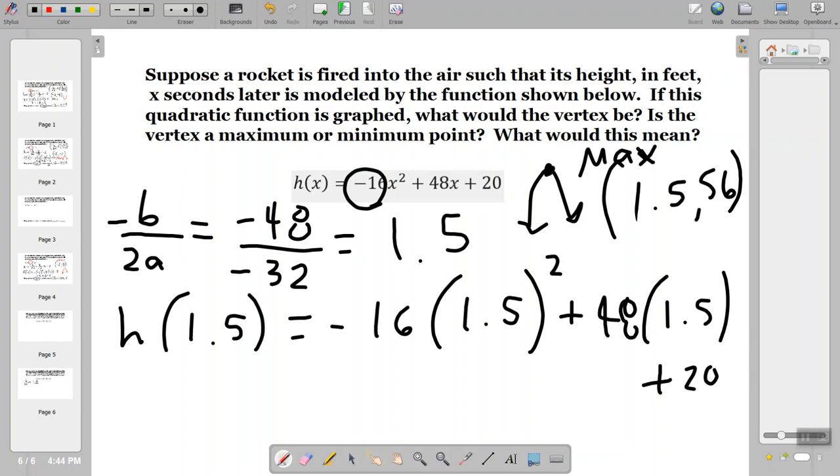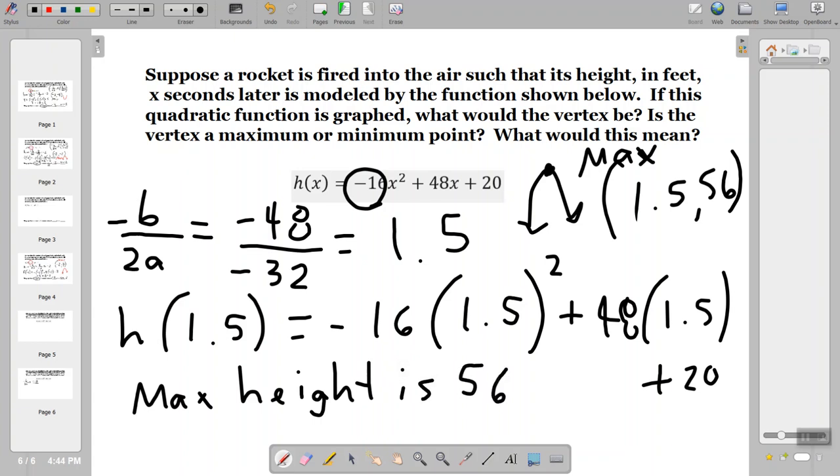That's the height. So we could go a little further than our normal max-min statement and say that the maximum height is 56 feet when 1.5 seconds have passed. So that would be a good application of these maximum minimum problems.